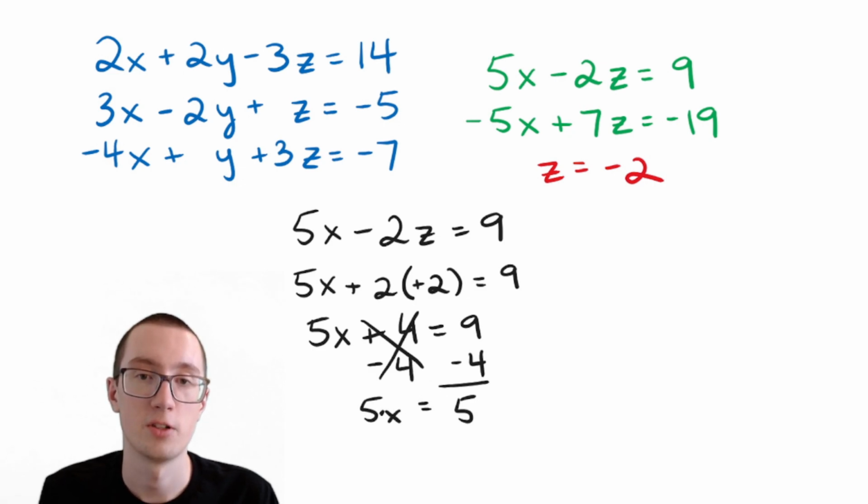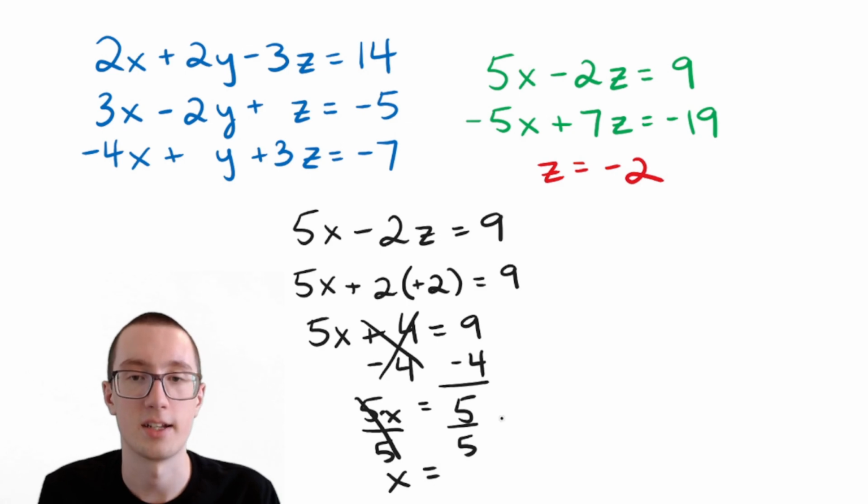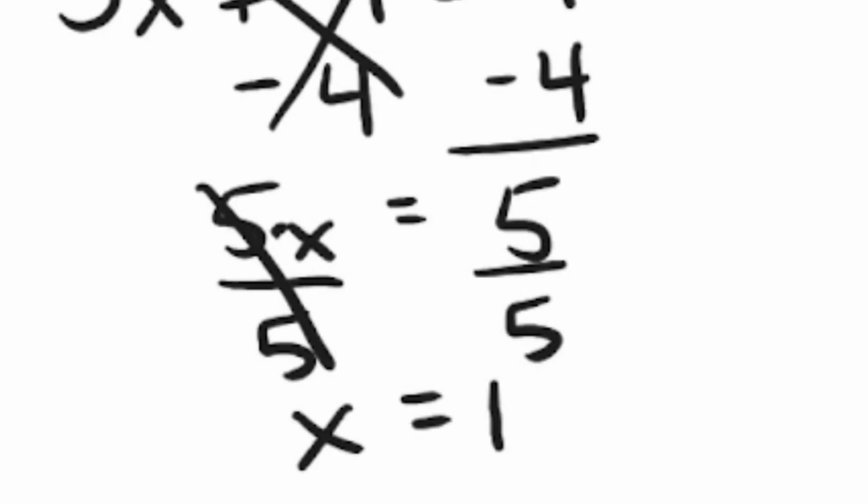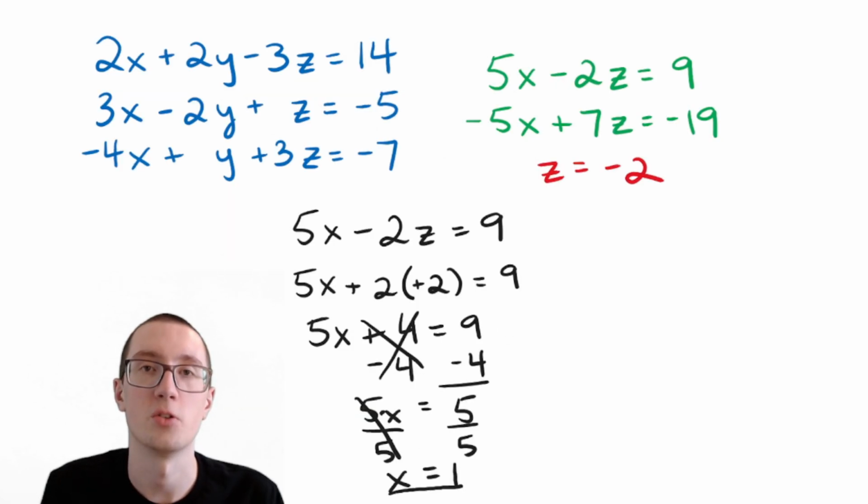This is multiplication, so we have to do the opposite of multiplication, which is division. So we will divide both sides by 5. These cancel out, and you're left with x. And as I run out of room here, on the other side we have 5 divided by 5, which is 1. So x is equal to 1.